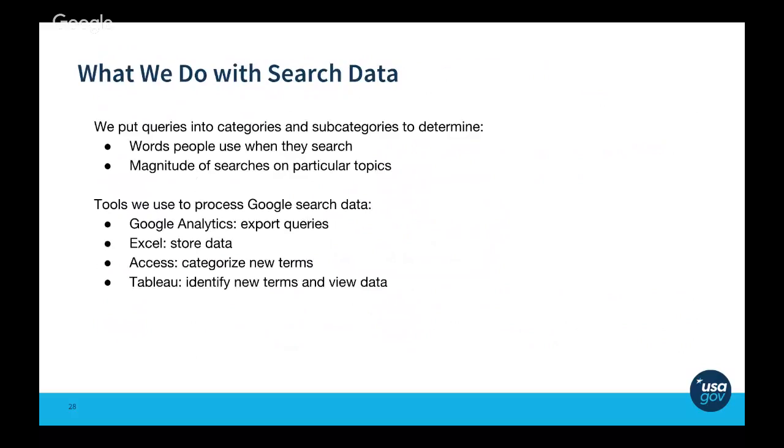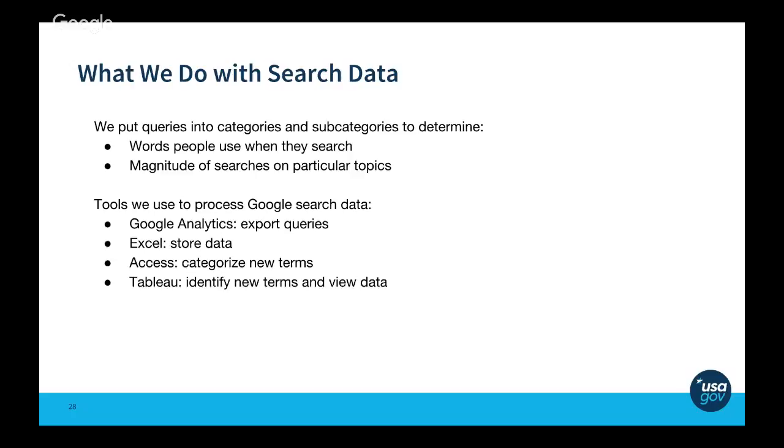So after we've collected those 25,000 queries a month, we put them into categories and subcategories to help us figure out what words people are using when they search. That impacts what words we use in the content on our pages and in our metadata. We're also looking at the magnitude of searches so that we can figure out what's most popular, and therefore where we should direct our time, because resources are limited and we can't focus on everything. So if there are particular topics that are bringing in the most traffic and the most searches, we may spend more time focusing on those.